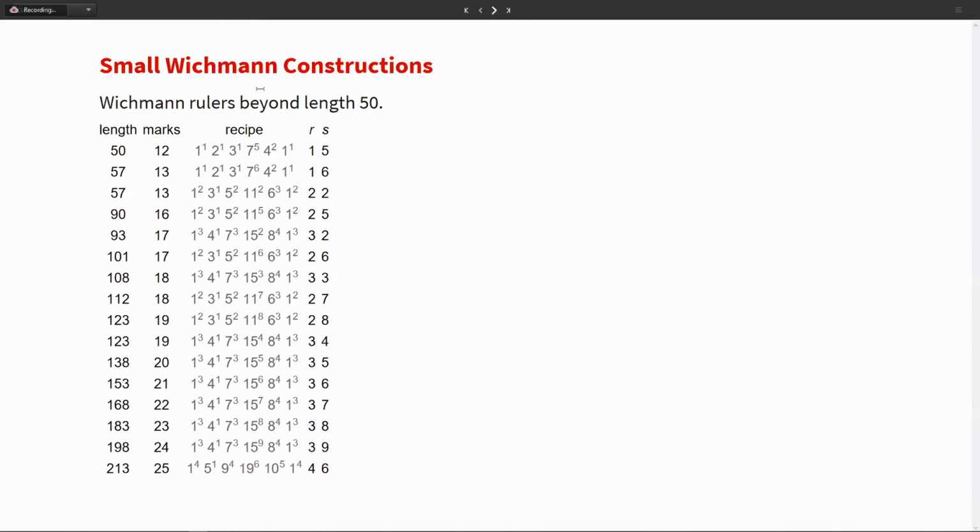So we can make larger rulers making this recipe. So here's the one I've been showing, length 50. And if you plug in the various values here for R and S, you get these rulers here. For example, for 213, 19 occurs 6 times in a row, then 10 5 times in a row.